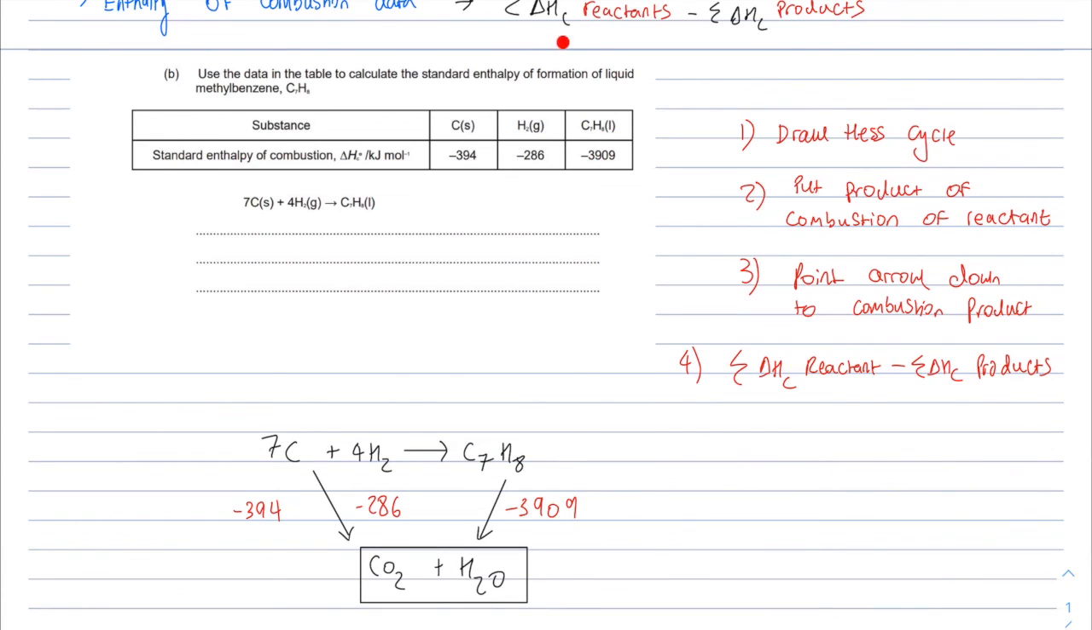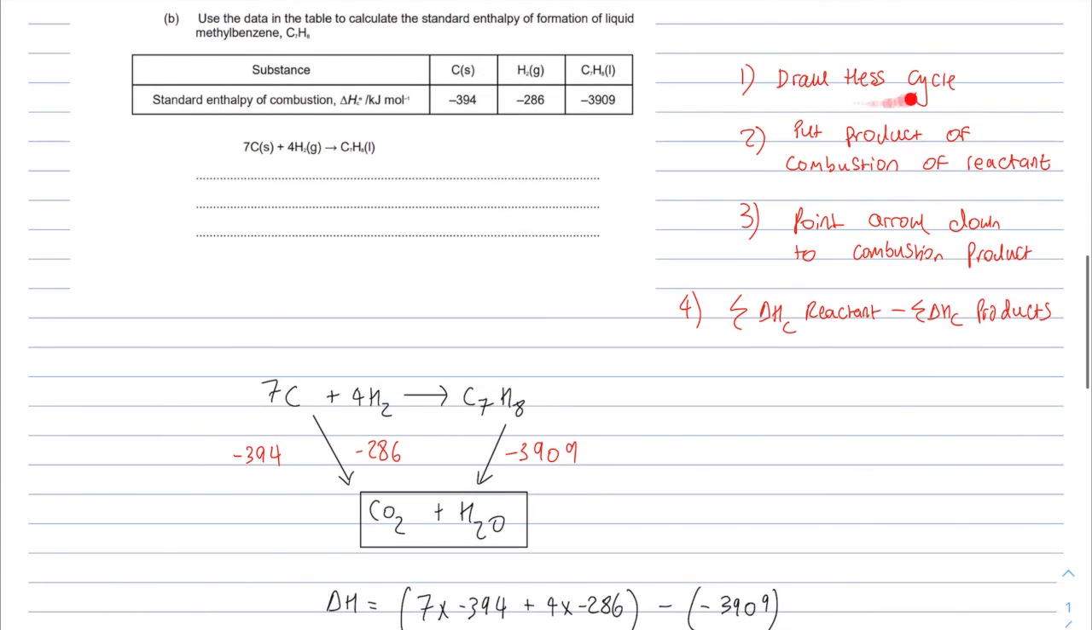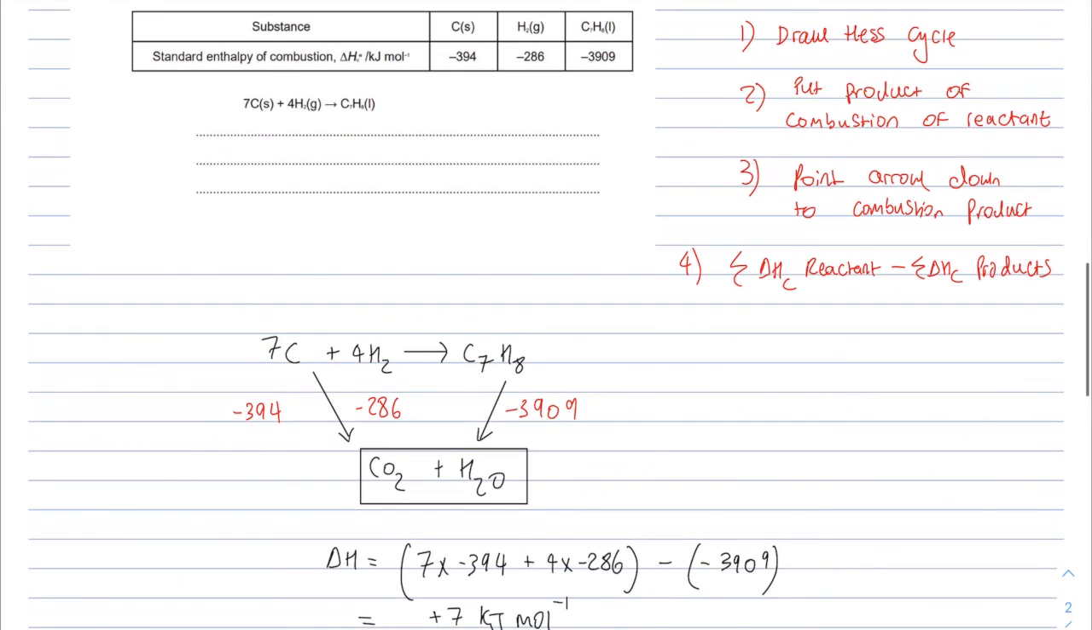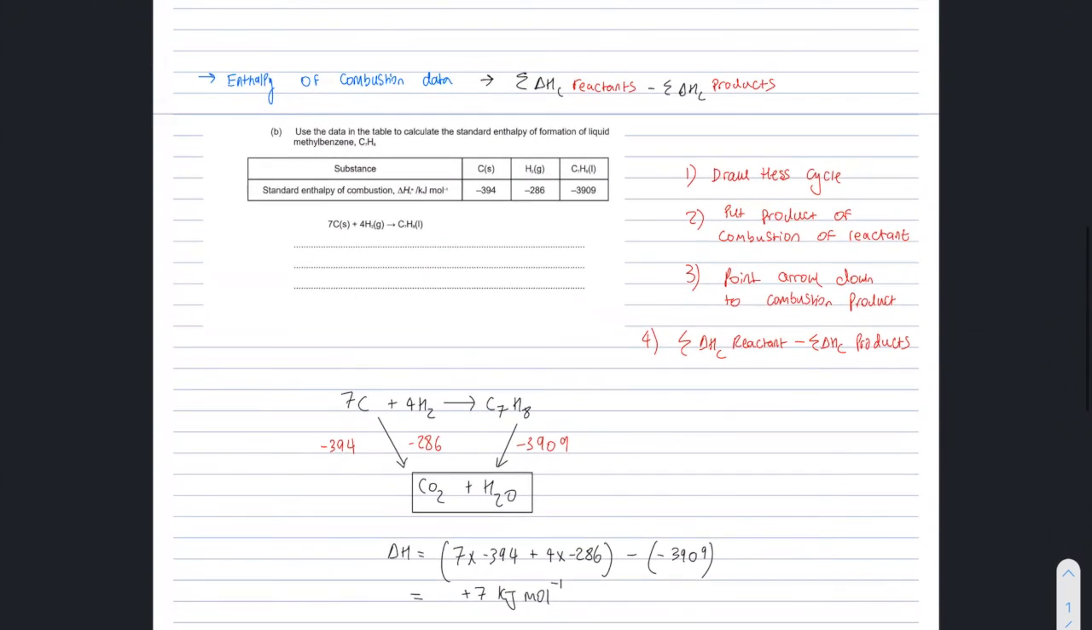Now, with enthalpy of combustion data, we have to use the sum of the enthalpy of combustion of the reactants minus the sum of the enthalpy of combustion of products. So draw the Hess cycle, put the products of the combustion at the bottom instead of the elements, point the arrows downwards, and use sum of reactants take away products, taking into account stoichiometric ratios. So whatever is in front of, say, carbon, hydrogen, you have to multiply your enthalpy of combustion by that value to get your correct answer.